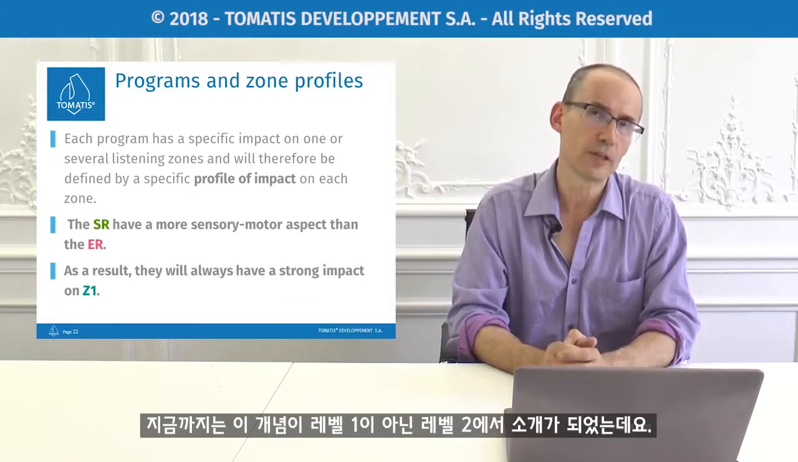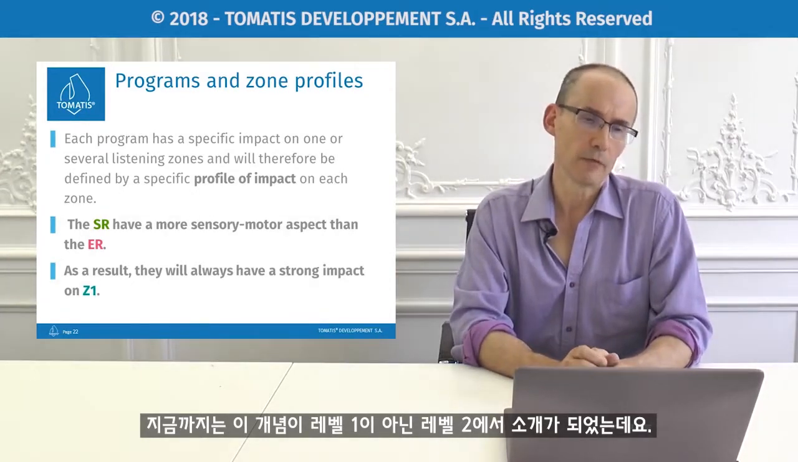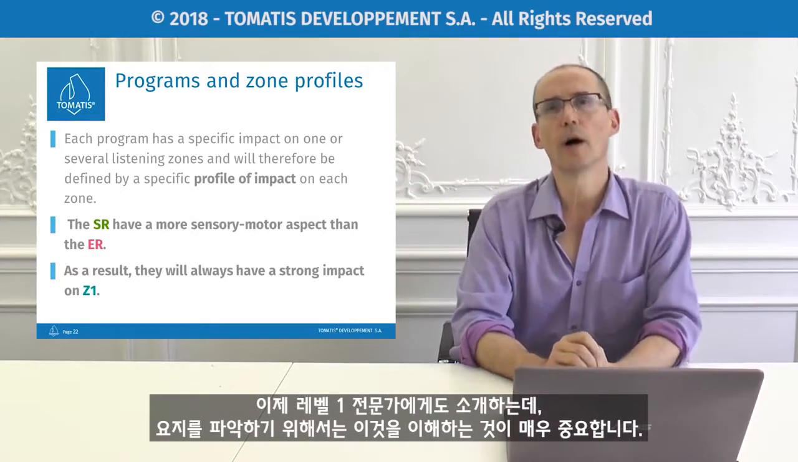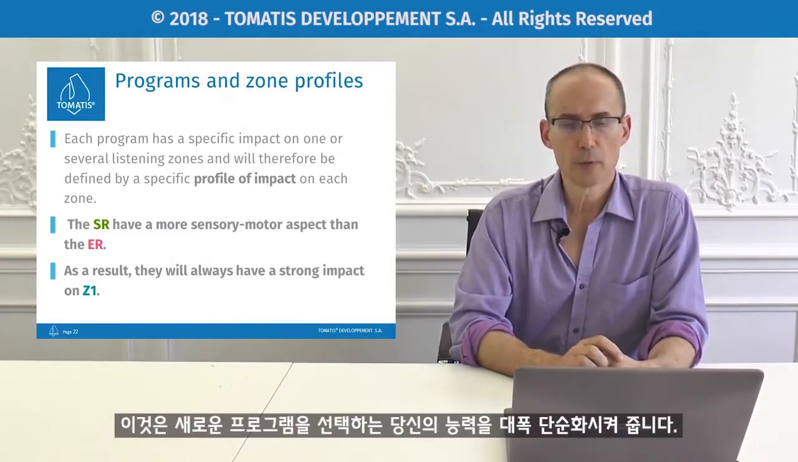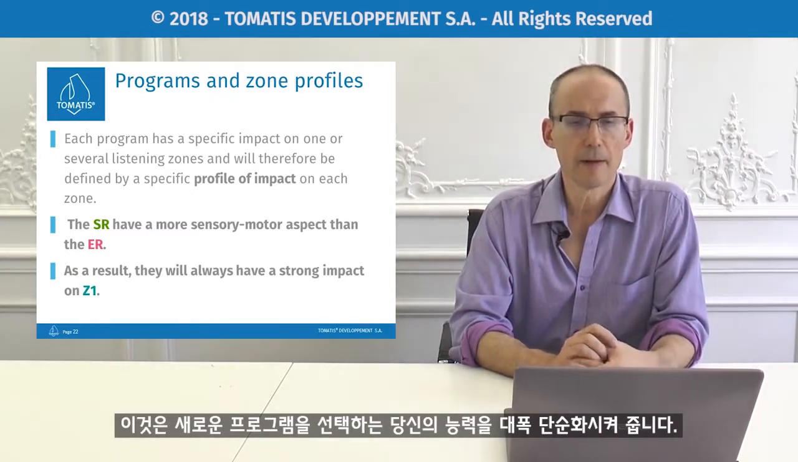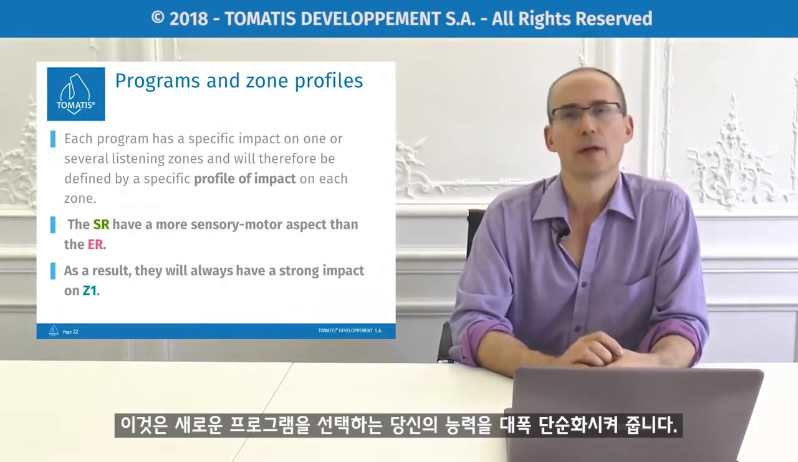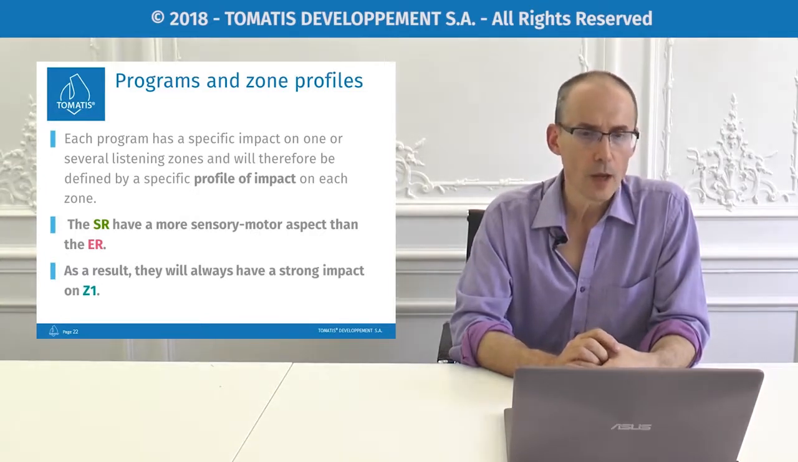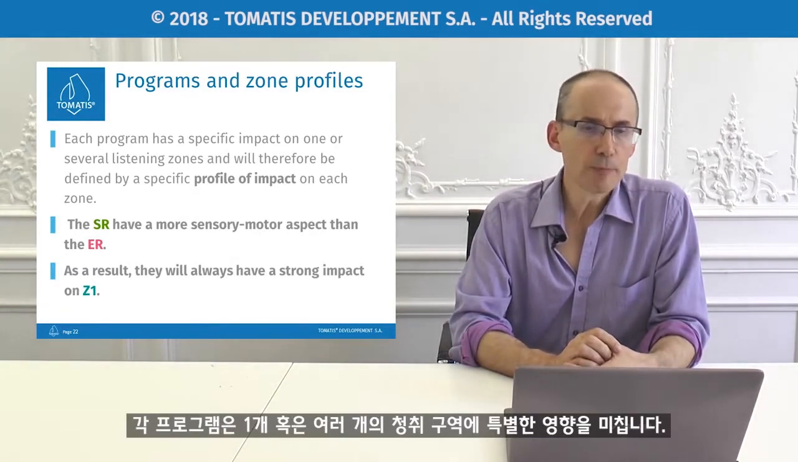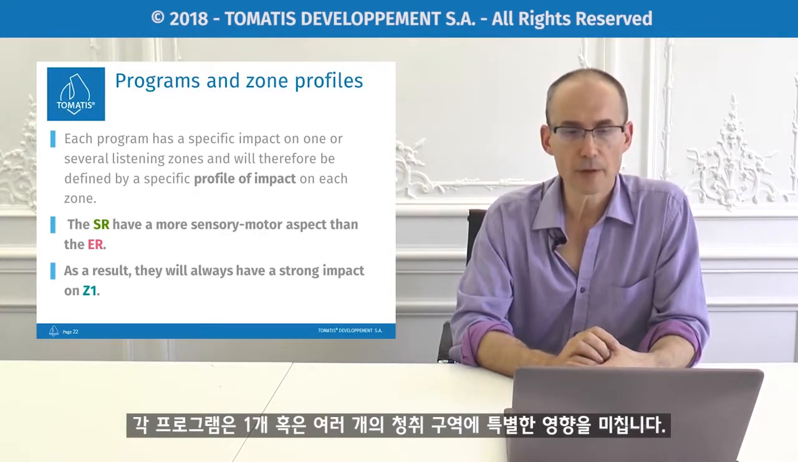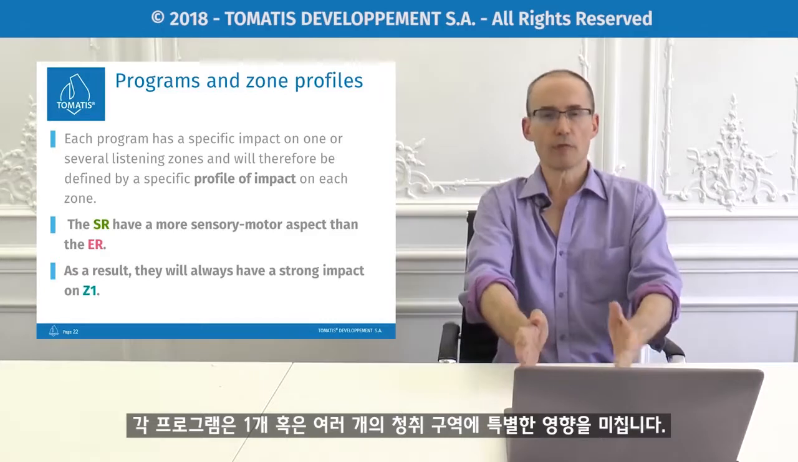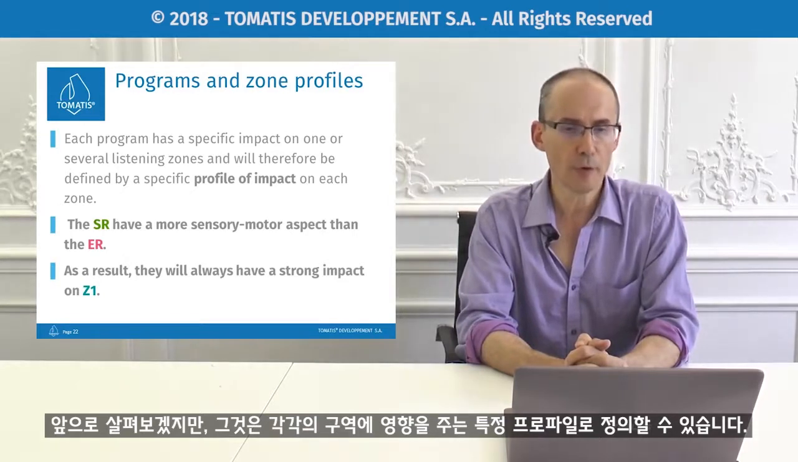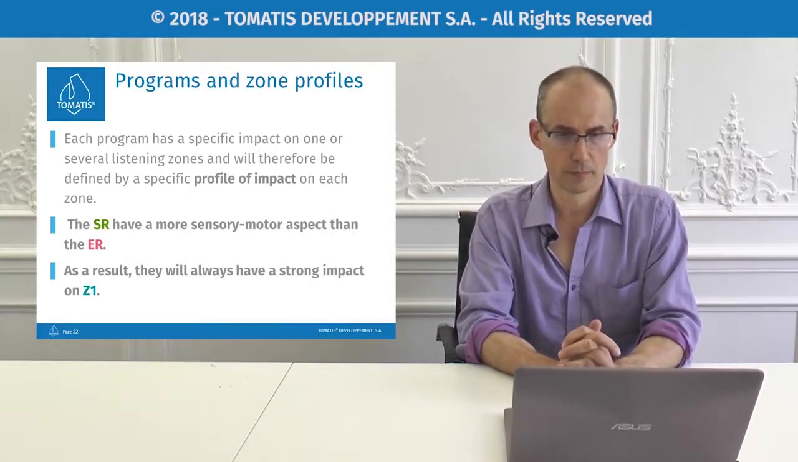Up to now, this concept used to be seen in level 2. Now it's in level 1 that we introduce this concept. It's very, very important for you to get the gist of it. And you will see it drastically simplifies your ability to pick a new program. Each program has a specific impact on one or several zones of listening, and as we'll see, will be defined by a specific profile of impact on each zone.